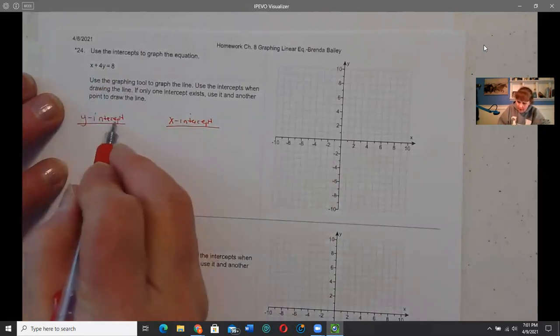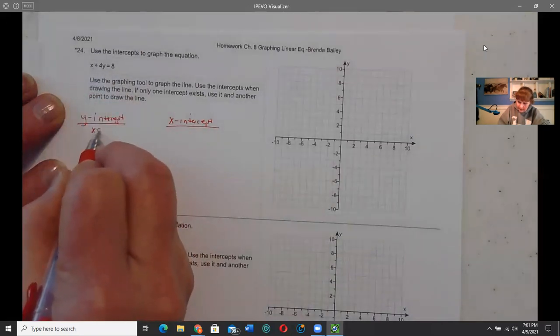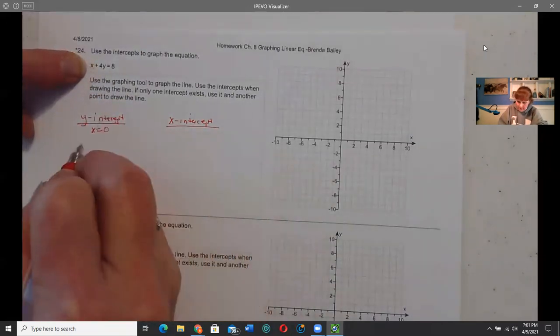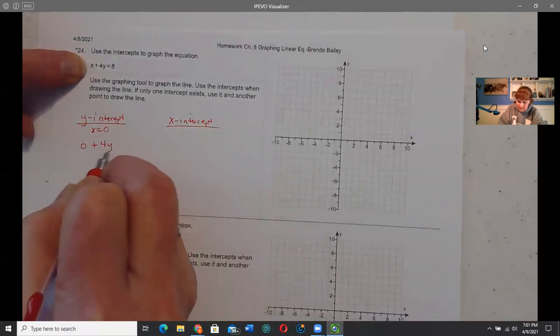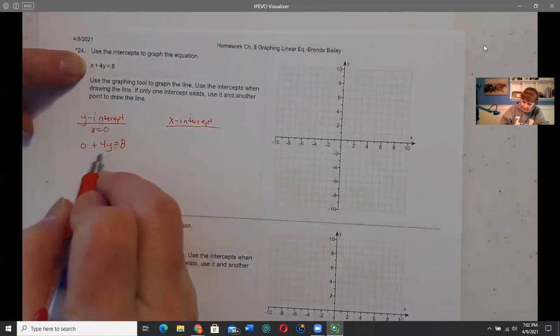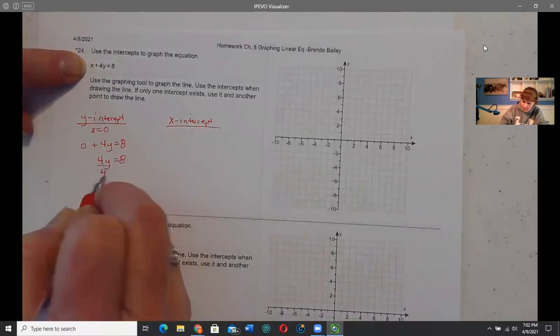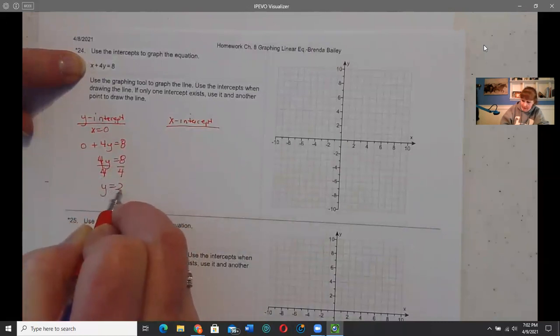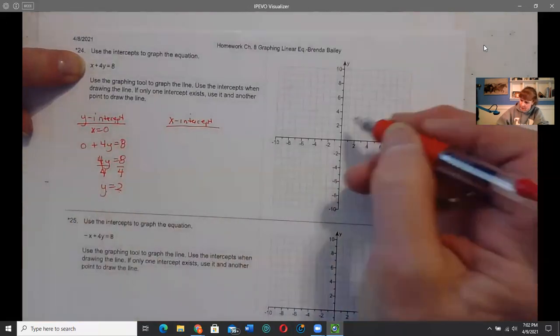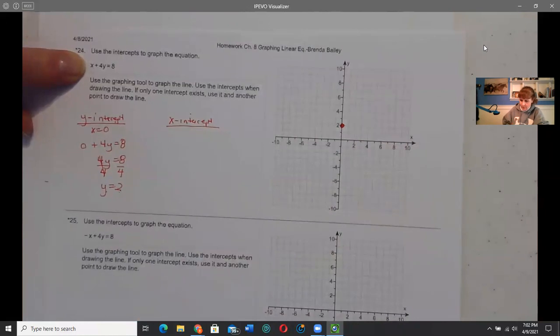First off, the y-intercept. To find the y-intercept, we make the x 0. So we have 0 plus 4y. I'm hoping you're catching on. And if you are, you can always quit watching. But now we've got 4y equals 8. Divide by 4. Y is 2. It will hit the y-axis at 2. There's one of our points that you would put with your cursor.